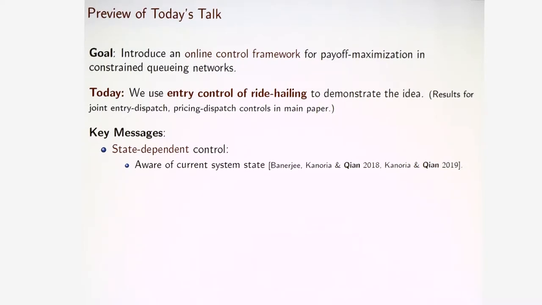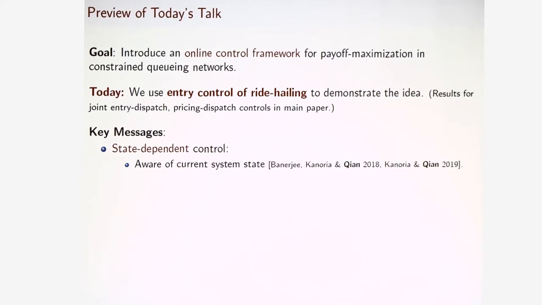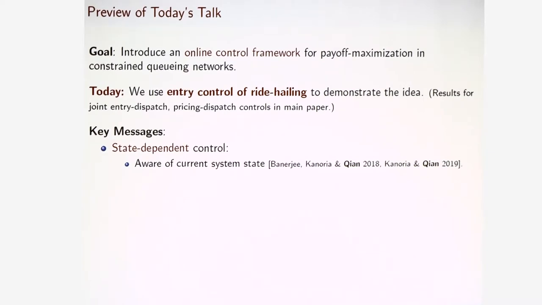Here are the key takeaways of this talk. First of all, we want to advocate for considering state-dependent control in these types of platforms. By state-dependent, we mean we need to be aware of the current distribution of cars in the system when making a decision. If you look at the ride-hailing literature, there are many state-independent policies, which are very simple. You estimate all the demand arrival rates, you solve a linear program or a convex optimization problem, and you operate the system by randomizing your solution.